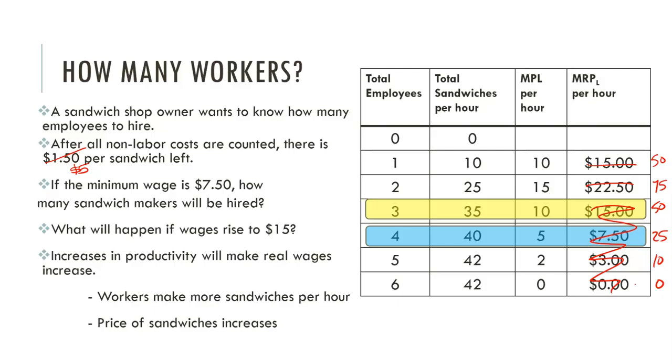Okay. So if the demand for sandwiches goes up, the price they're selling it for goes up. Now we can afford to pay more workers. So at $7.50, we would hire 5 people. At $15, we would hire 4 people. But you see the idea here, right? Wages are somehow directly linked to that value created by the employee.